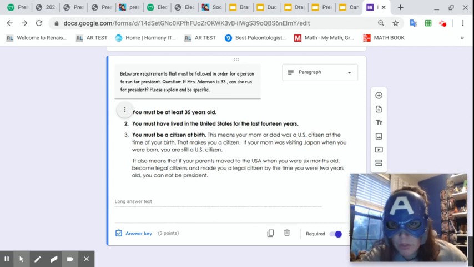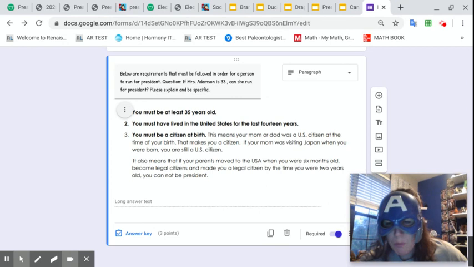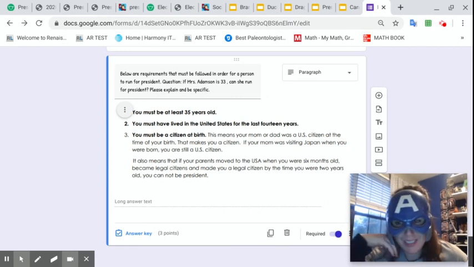So if you moved to France and you lived in France for 14 years and then came back here, you could not be president. Think about why we would have that rule in place. Why would that person have to live in the United States? That's actually a very important rule to have. And you must be a citizen at birth.